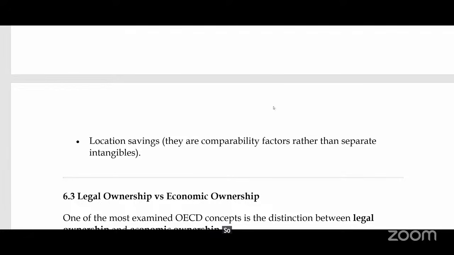So we have locational savings. These are just comparability factors, rather than intangibles. So these things are not intangible assets. So remember.